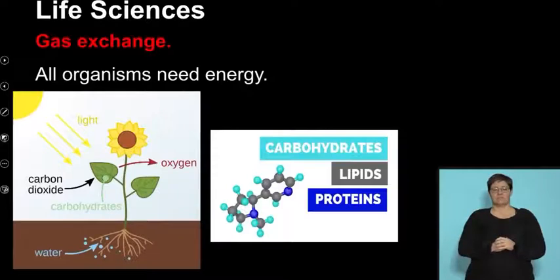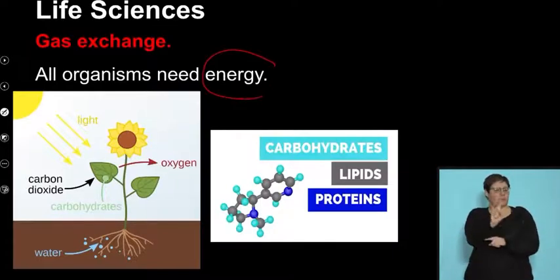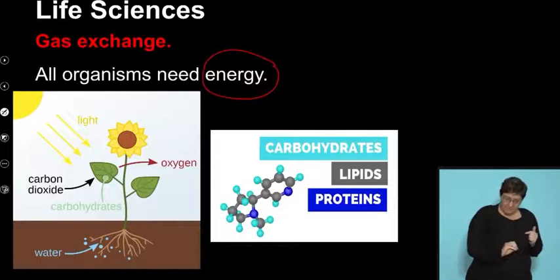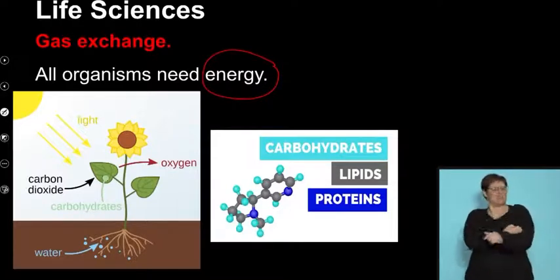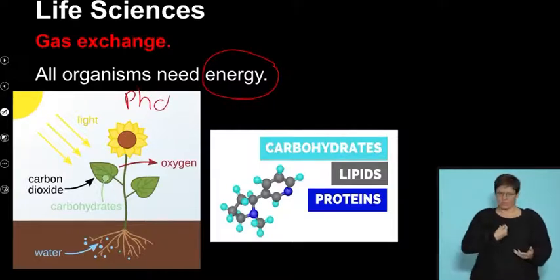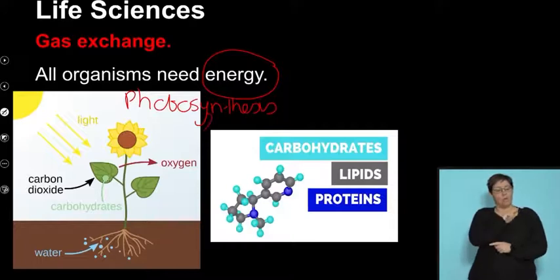Okay, so now we're going to start. I'm going to start off with something that you might be familiar with. Now when we come to gas exchange, you need to understand one very important concept, and that is that all organisms need energy. All living things, somehow or other, need energy. But if we're looking at this concept, let's think about how we need energy. So why do I have photosynthesis on the board here? Because very simply, where does energy come from for us? The energy comes from the plants that photosynthesize.